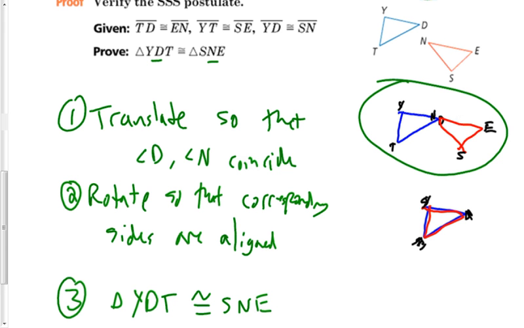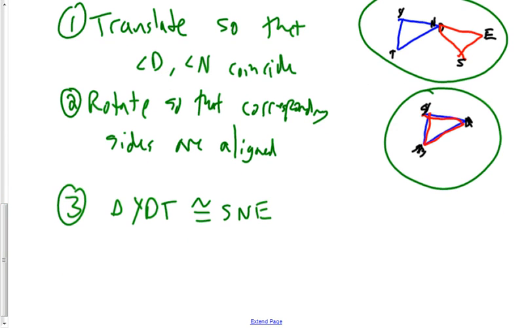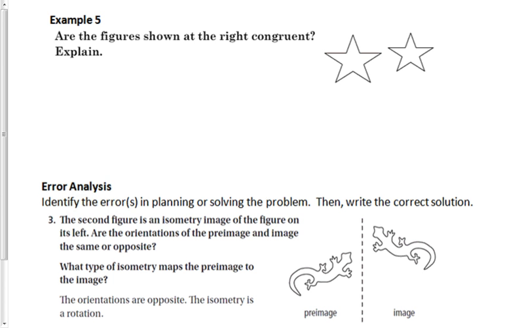But when you rotate it around until the corresponding sides that we said we were given are congruent are on top of each other, it looks like this, and you can see they do match up and they all coincide. And since it mapped triangle YDT onto triangle SNE, we know that those two are congruent. And that's how you prove things congruent based off of compositions of isometries.